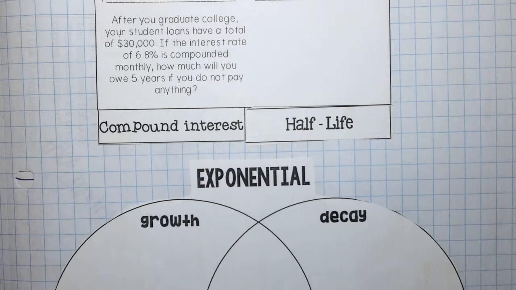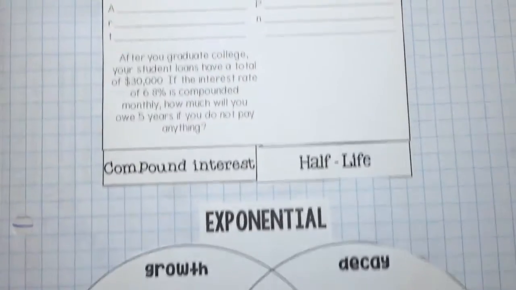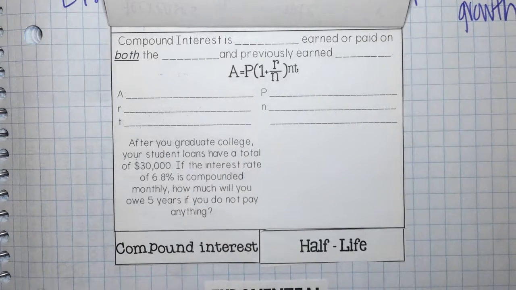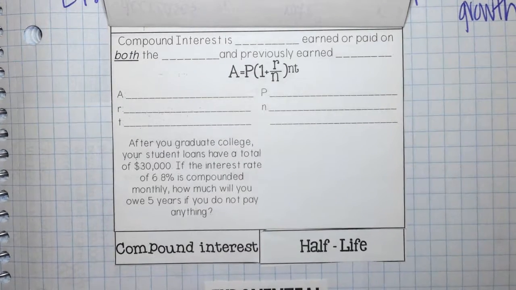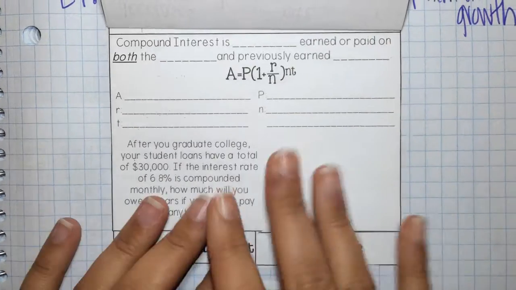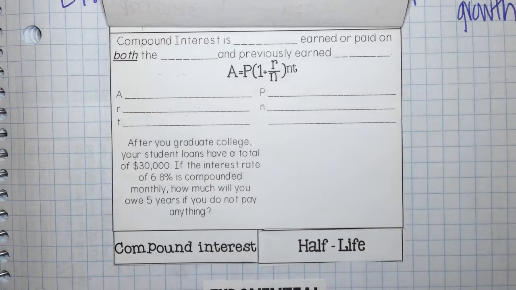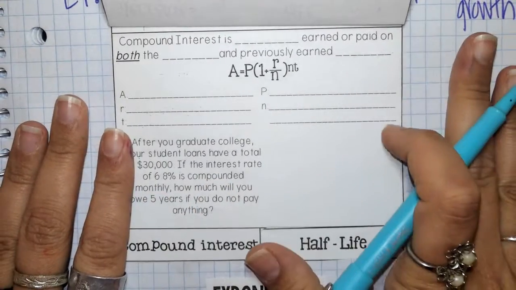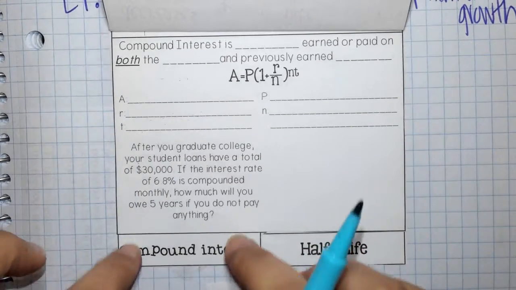Compound interest. And then we're going to fill in our Venn diagram down there. Compound interest is not hard. It's usually what banks or loans do when you're finding interest rates. It has a lot to do with money. So everybody, please have your notebook open to compound interest.